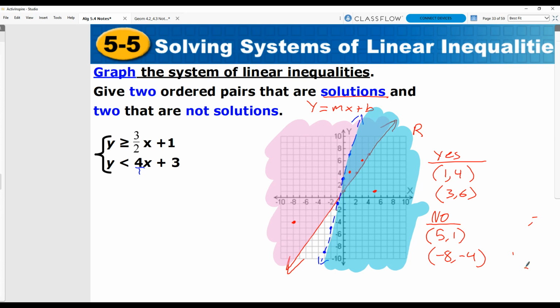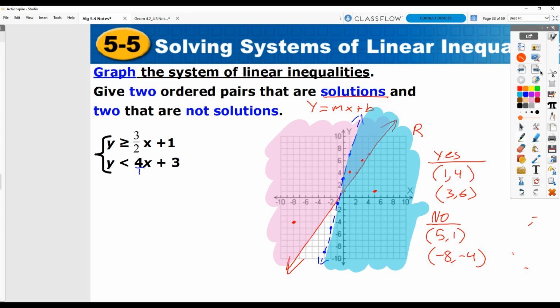Okay, so now we answered all parts of that problem. We graphed the two lines, graphed the two inequalities. We found two ordered pairs that are solutions, and we found two that are not. All right, so that's what we're up to today. We'll practice this some more. Hopefully that worked out okay for you. Let's take a look at our next problem that we're going to do.